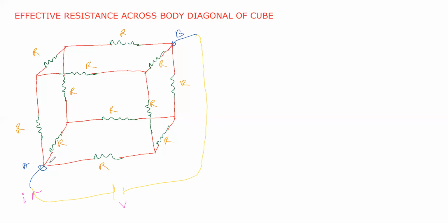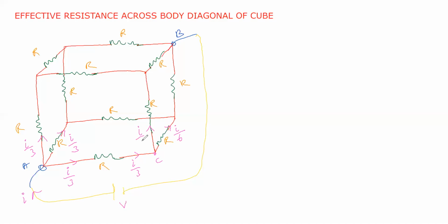This current divides equally in these three resistors. At junction A, current is divided into three equal parts, so in each part the current is I by 3. Let us take another point as C. At point C, current entering is I by 3. This I by 3 divides into two equal parts because at junction C, equal resistances are there. Through each resistance, current I by 6 passes, half of the I by 3 current.